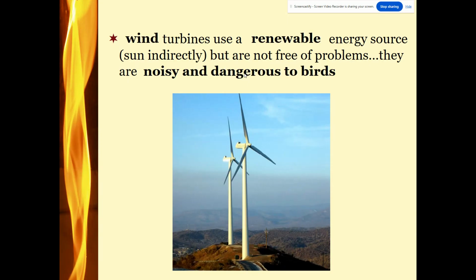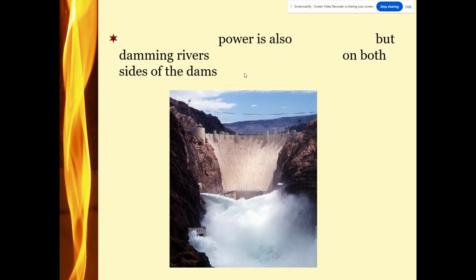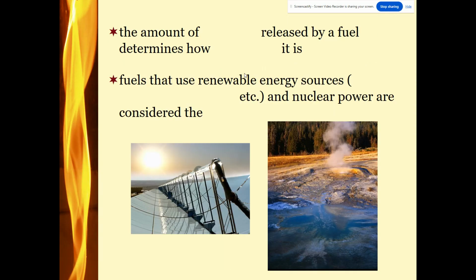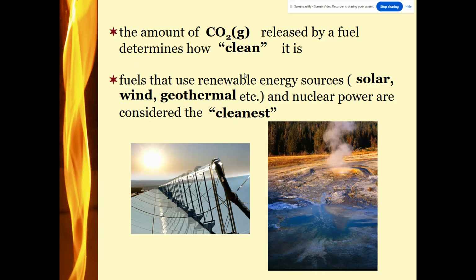Wind turbines are a source of renewable energy. The wind comes from the sun indirectly, from the uneven heating of the Earth's surface. So it is renewable and it doesn't give out greenhouse gases, but the turbines are noisy and dangerous to birds. Hydroelectric power plants are another source of renewable energy as long as we have flowing rivers, but they can affect the ecosystem on both sides of the dams. There's actually a really good documentary called Damnation that looks at the effect on the ecosystem from hydroelectric power stations.